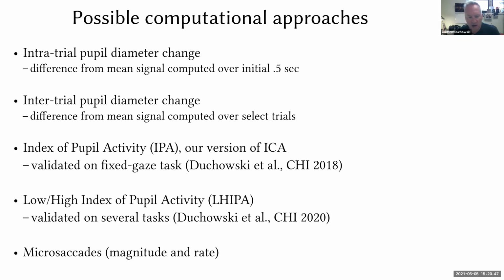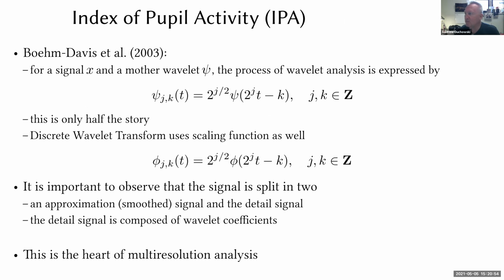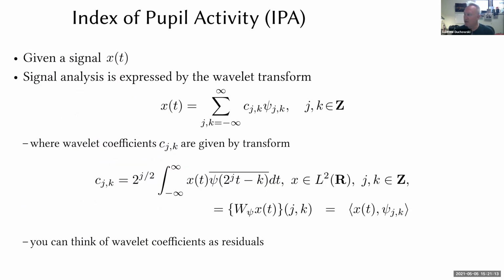So I will refer you to the CHI 2018 and 2020 papers for the computation of the IPA and LIPA. Here's a very quick overview, I've got 4 minutes left. It's basically a wavelet analysis of the pupil diameter signal. The wavelet looks like this, but it is based on the scaling function, which I'll tell you about in about a minute. From both of those, you get the wavelet transform of the pupil diameter.